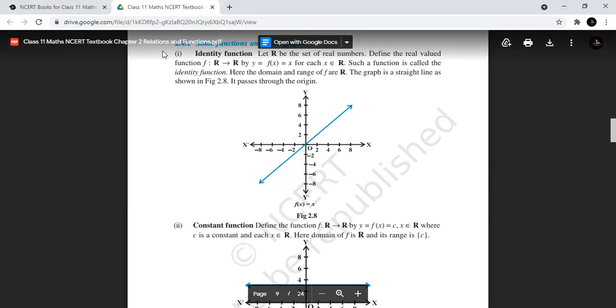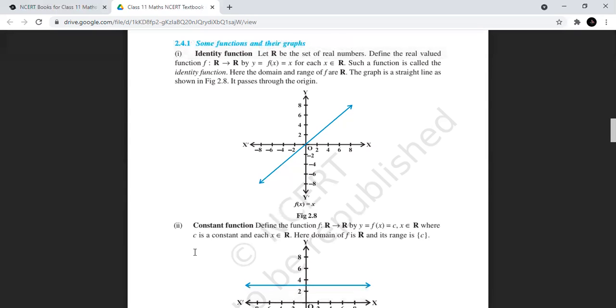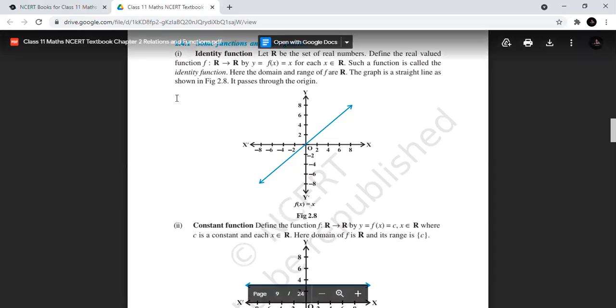And mind you, we are talking about real functions now. Okay, it goes without saying that when we are considering real numbers, the set of real numbers, they have said it will be mapped from real number to real number. Your x as well as y, domain and codomain, both will be real numbers. Okay, so that is identity function.